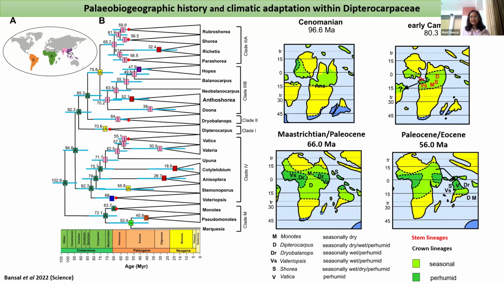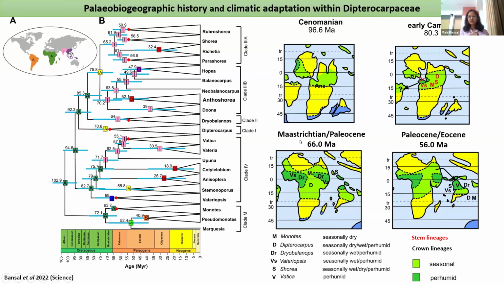Now, unless stated otherwise, it is usually assumed that the fossils in the past were thriving in climatic conditions equivalent to the modern-day setting in which their living counterparts are flourishing today. So, based on this concept, the study suggests the stem lineages of Dipterocarpus, Shorea, and Monotes evolved in the seasonal climatic setting of Africa, whereas the stem lineages of Dryobalanops and Vateriopsis radiated in perhumid climatic conditions.